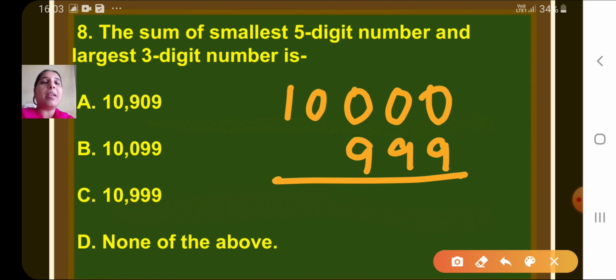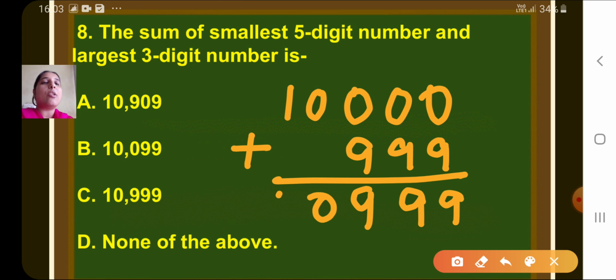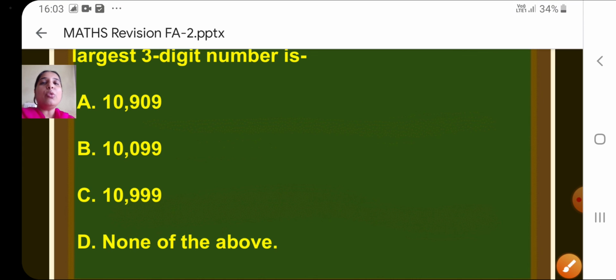So what will be the sum? Sum they are asking means we have to add. So 0 plus 9, 9. 0 plus 9, 9. 0 plus 9, 9. 0. So what is the sum obtained here? 10,999. And which is the correct option? Yes, option number C is the correct option. So you will just click on option number C. Okay. Now let's move to the next question.